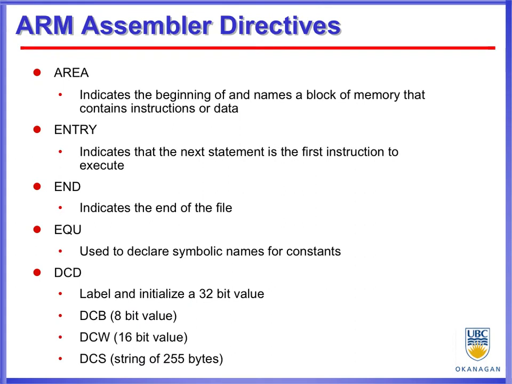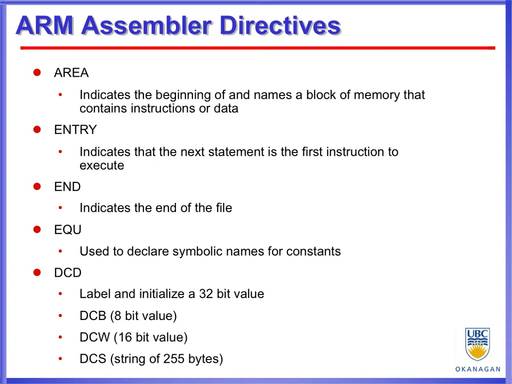So we'll look at the ARM in particular. The ARM uses slightly different words for the directives, but they all kind of mean similar things. For instance, the ARM assembler uses the keyword area in your ARM code to indicate the beginning of a block of memory that corresponds to data or instructions. Okay, we'll see how this is used in a minute.